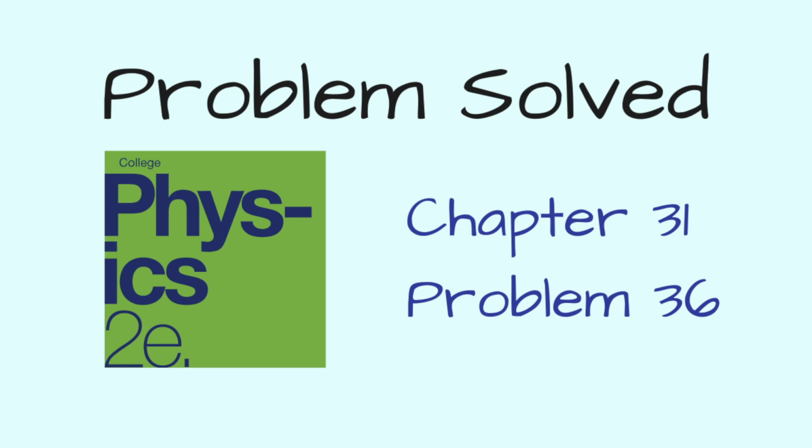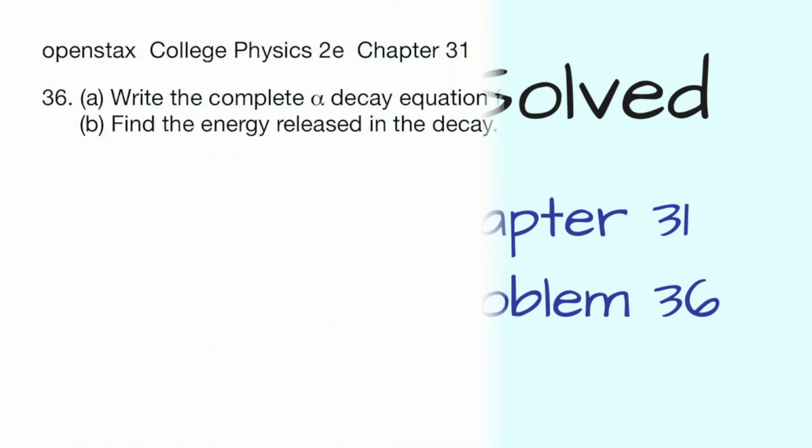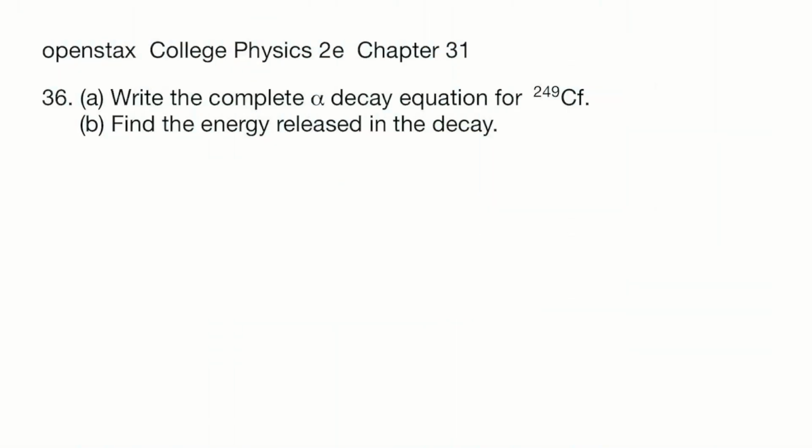Welcome. In this video, we are going to take a look at problem 36. It is from chapter 31 of College Physics 2E by OpenStax. In this problem, we need to write the complete alpha decay for the given nuclide, and then we need to find the energy released in the decay.